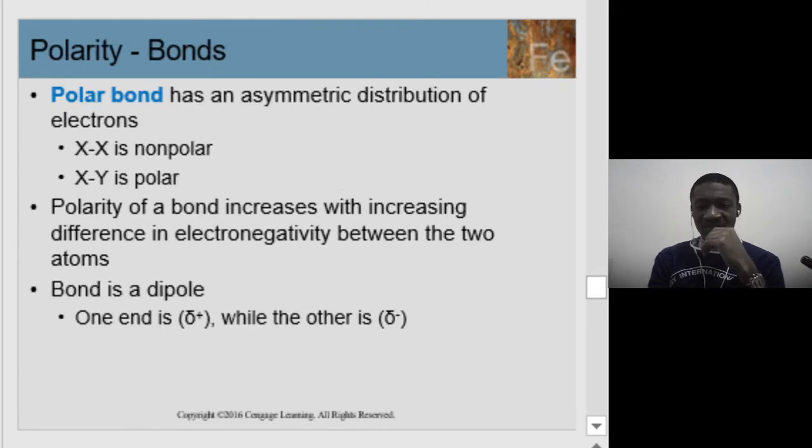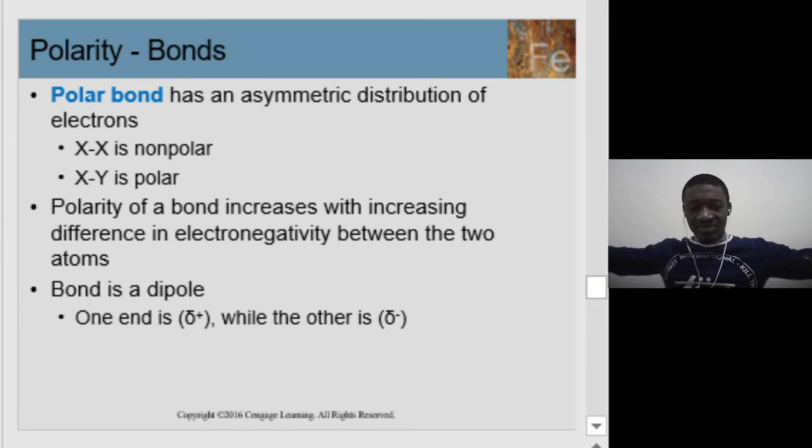There's what we call polarity, and polarity comes from the word polar, and polar means that you have poles. When you have different poles, that's polar. Once you have the same, it's non-polar. So polar bonds are an asymmetric distribution of electrons, and asymmetric means it's not symmetrical, it's not the same. Symmetry is the same. When somebody is symmetrical, my right and my left are the same.